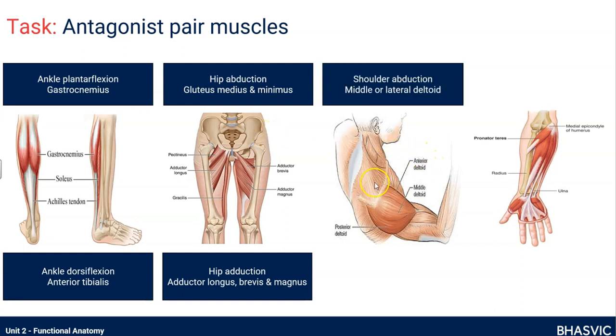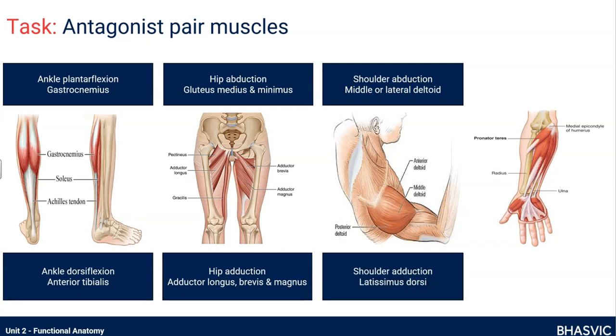At the shoulder, shoulder abduction, middle deltoid. Remember, there are 3 parts to the deltoid muscle group. Middle deltoid pulls the humerus up away from the body's midline. The muscle group that needs to relax and lengthen during that would be latissimus dorsi. However, if we want to pull the arm down towards the body, latissimus dorsi is the agonist, and middle deltoid, or medial deltoid, becomes the antagonist.